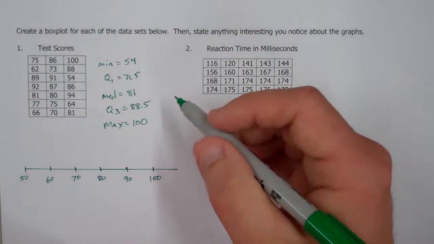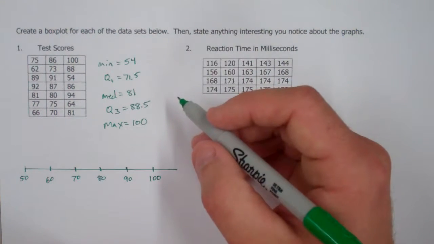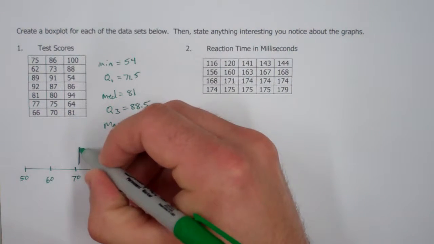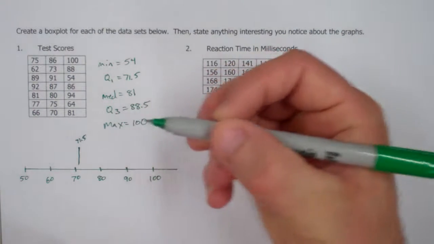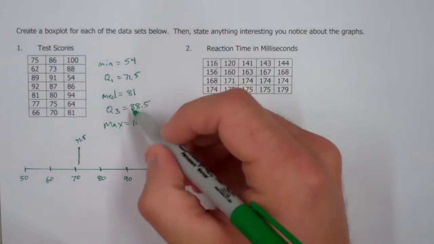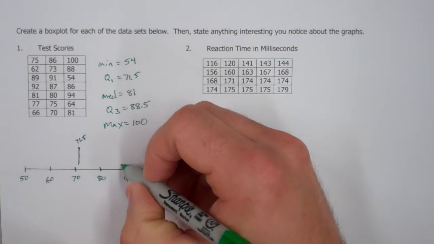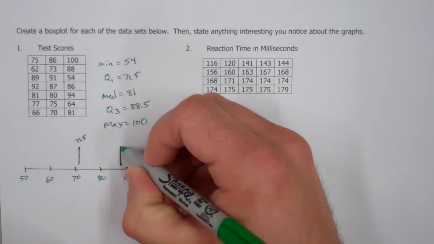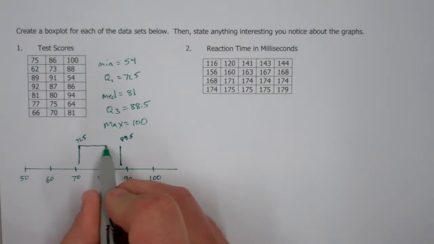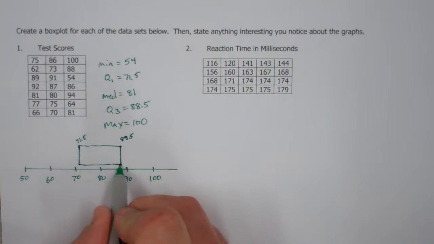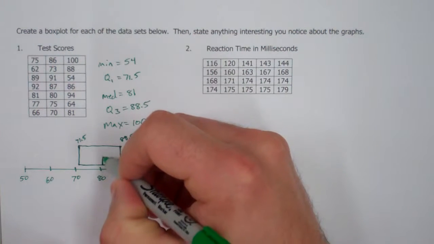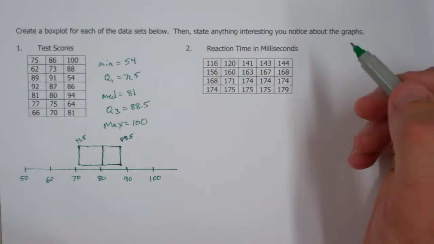Then what we're going to do is we're going to make the box part of the box plot. So we're going to draw a vertical line at 71.5, which is right here. And I'm going to even put 71.5 there to remind us. I like to do Q3. So Q1 is always the left side of the box and Q3 is the right side. So 88.5 would probably be right here. We can write 88.5. And then I like to connect those to form the box part of the box plot. The median is 81, and it's a vertical line that goes somewhere in the middle of the box plot.